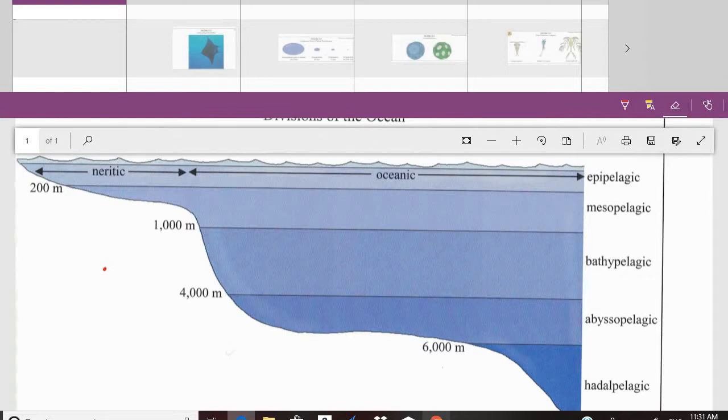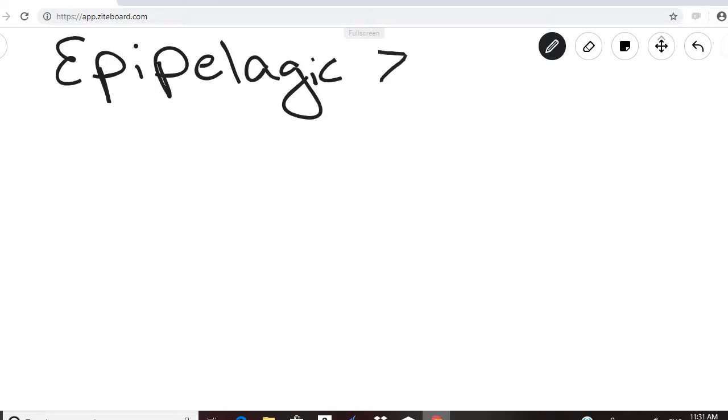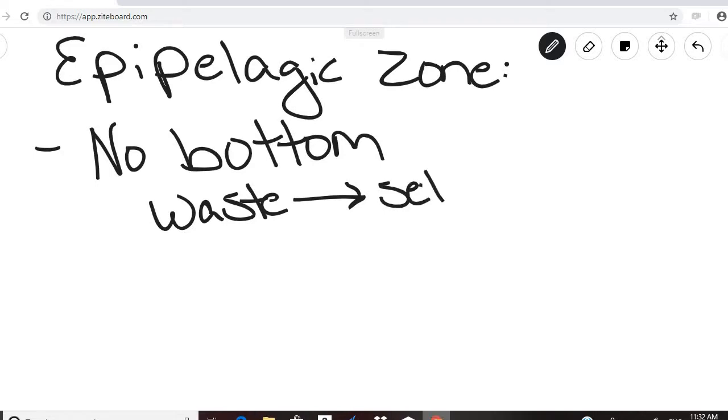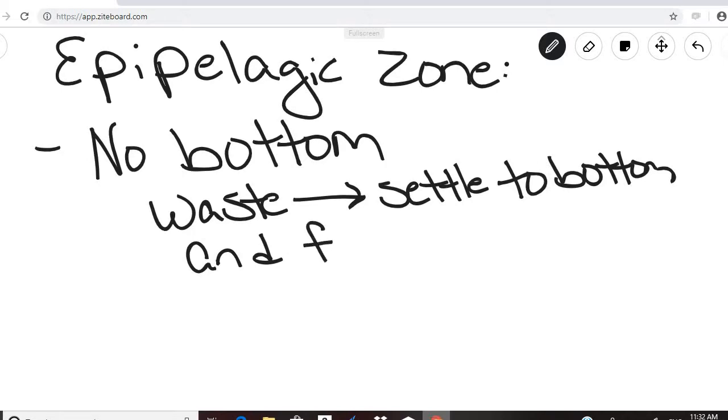Okay, so one of the things we have to think about when we think of this epipelagic zone. We're just going to be focusing on the epipelagic. So what are the things that we need to think about? Okay, so first of all, there's no bottom. It's that top layer of water. So there is no bottom. So what's going to happen to waste in that area? Well, the waste is going to settle to the bottom and feed the communities that live there.